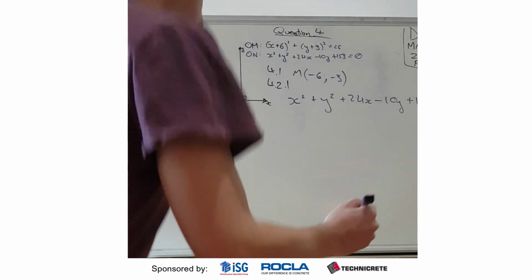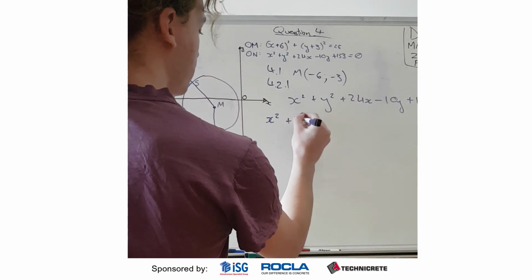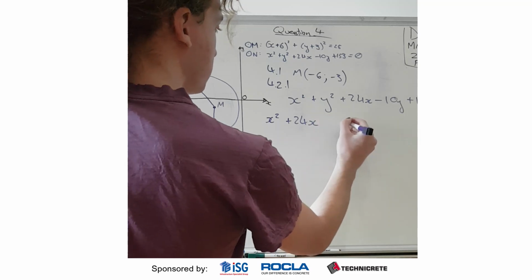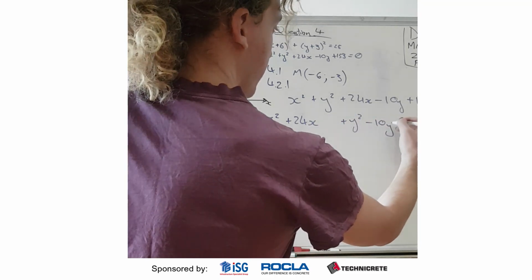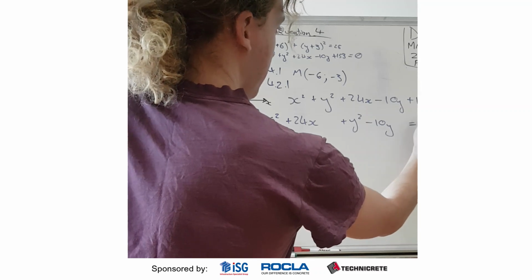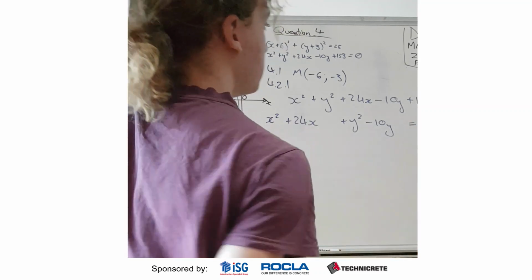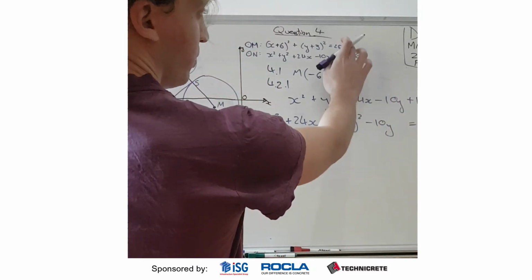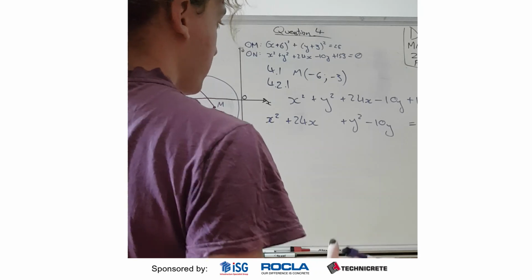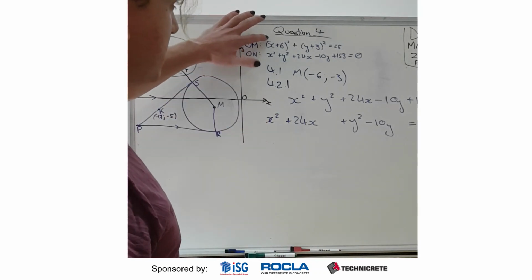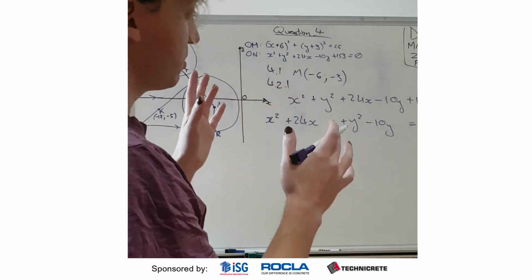So the first thing to do here is to group up your x's and y's. So we have x squared and 24x, y squared, negative 10y. And let's immediately take this constant across to the other side, because we know we're going to want it there, to find our radius squared. Now, remember, we want to get it in the form of this bracket, right? x plus something or x minus something squared.